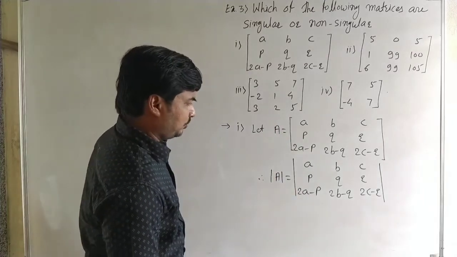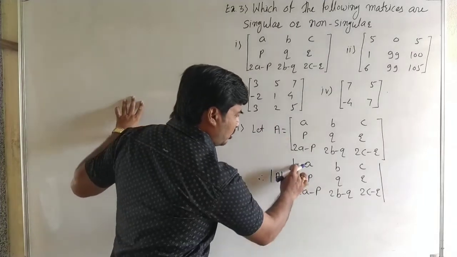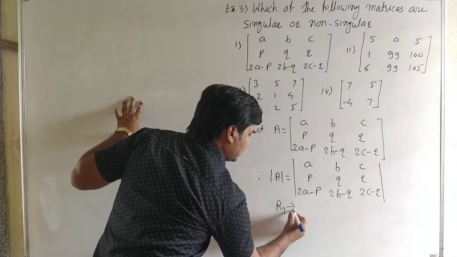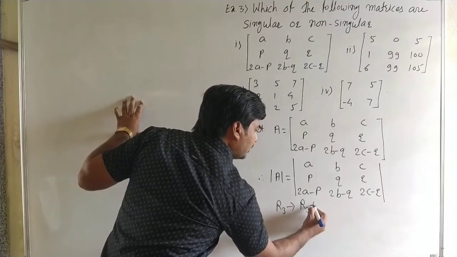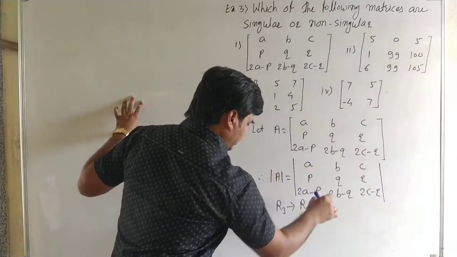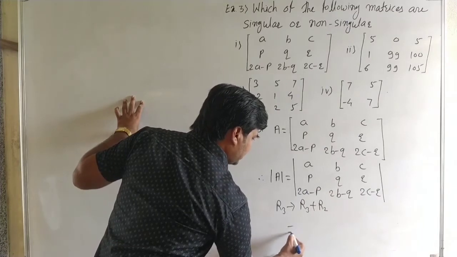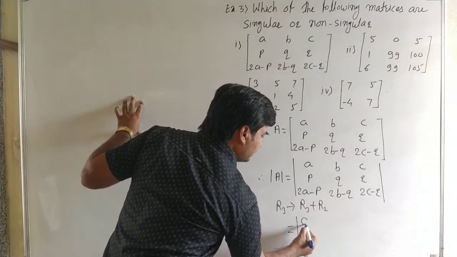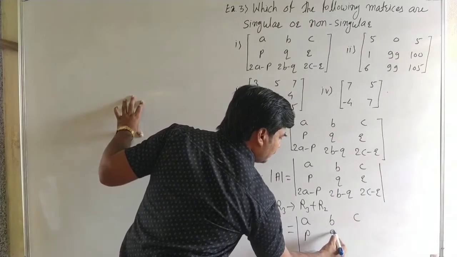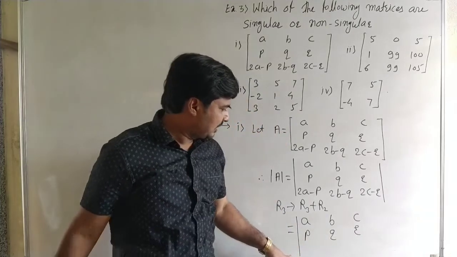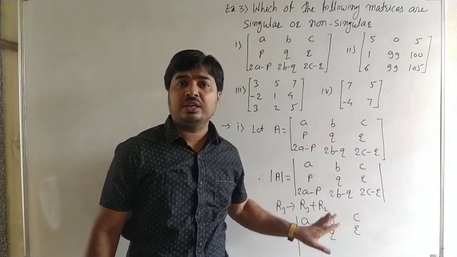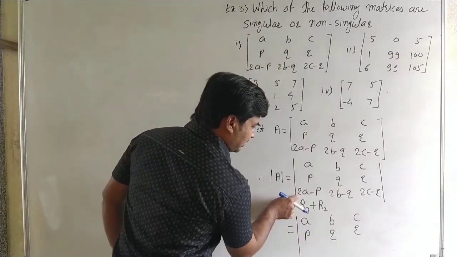Now see carefully, here we use a transformation. It is row 1, row 2, and row 3. You can transform row 3: row 3 plus row 2. Then the determinant of A gives, first row as it is, A, B, and C, second row as it is, P, Q, and R. But in the third row we can write R3 plus R2.